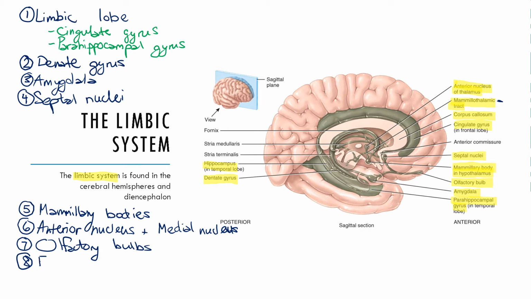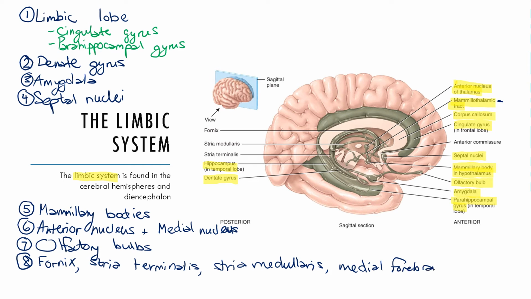So with this eighth group, we have the fornix, the stria terminalis, the stria medullaris, the medial forebrain bundle, and the mammillothalamic tract. These are going to be linked by bundles of interconnected myelinated axons. So fornix, stria medullaris, stria terminalis, and then that mammillothalamic tract of the thalamus up there.